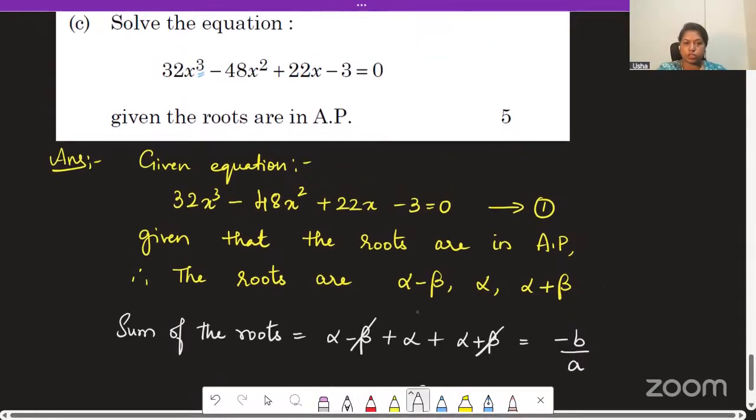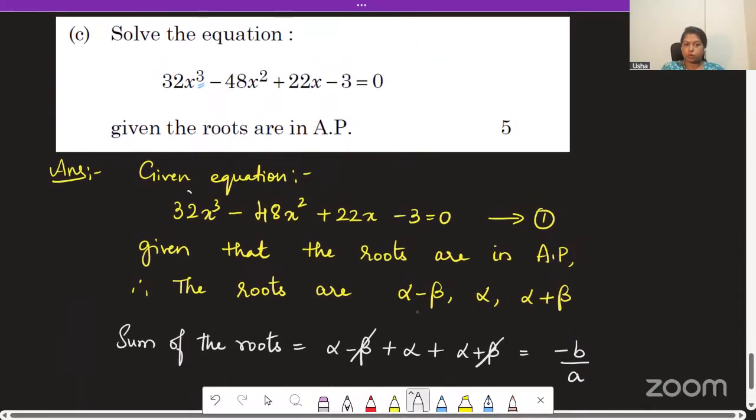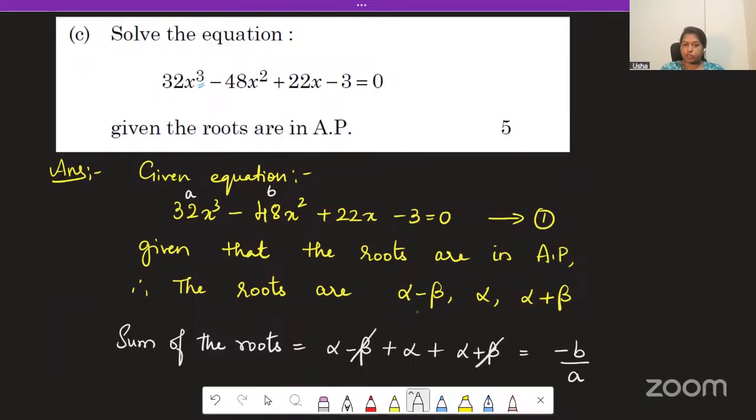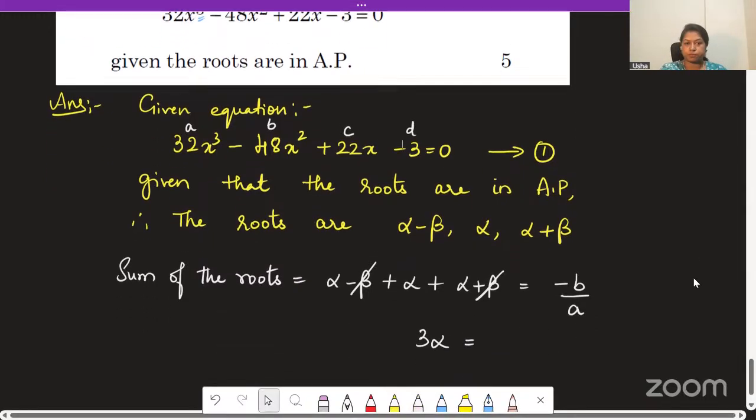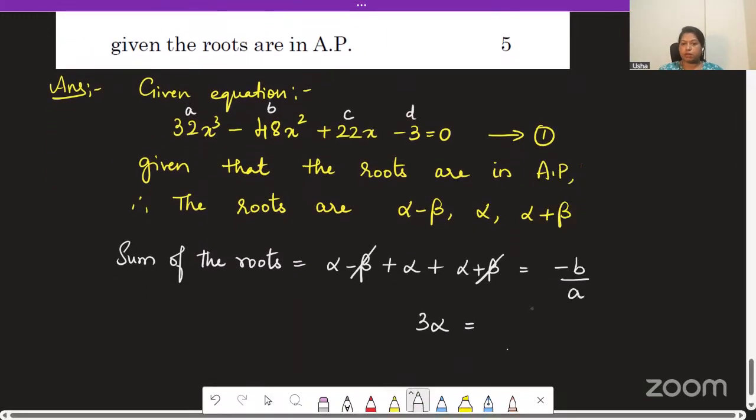Here in this equation, the coefficient of x cube is a, the coefficient of x square is b, the coefficient of x is c, and this constant is d. Minus b by a, minus b is minus 48. Do not forget to take the signs.